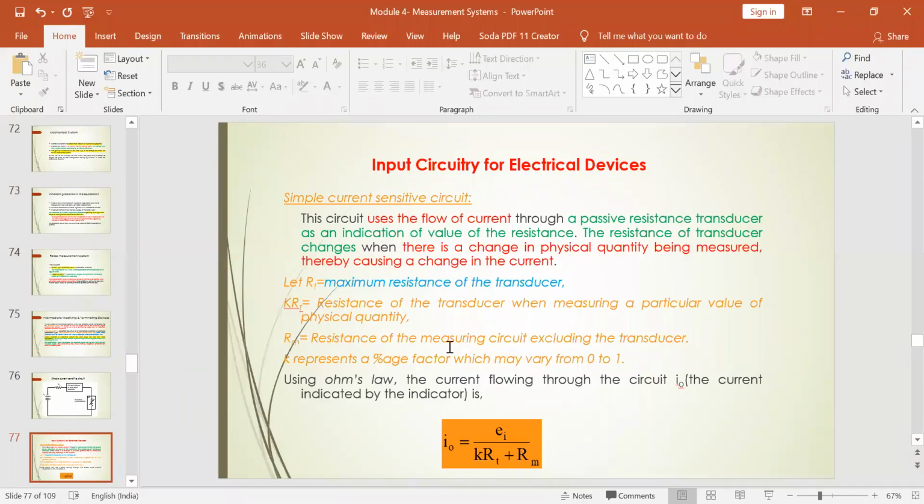So it is the resistance of the measuring circuit excluding the transducer, which is in the input circuitry. And K, I have told you, represents the percentage factor of the physical quantity you are measuring. It usually ranges from 0 to 1. So based on these concepts from our basic Ohm's law, the current flowing through the circuit, the output current which is flowing through the circuit, will be equal to what is indicated.